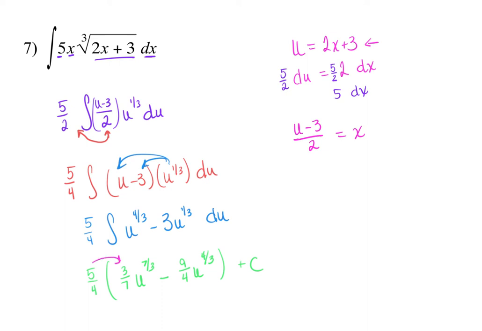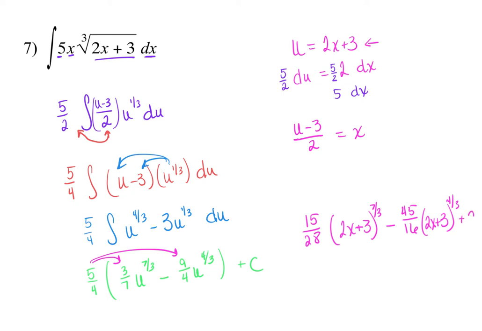So 5/4 times 3/7, that's 15 over 28. And instead of u, I'm going to replace my u, 2x plus 3 to the 7/3 minus, distribute that 5/4 through, 45/16, replace my u, 2x plus 3 to the 4/3, and then don't forget, this is indefinite right now, plus c.